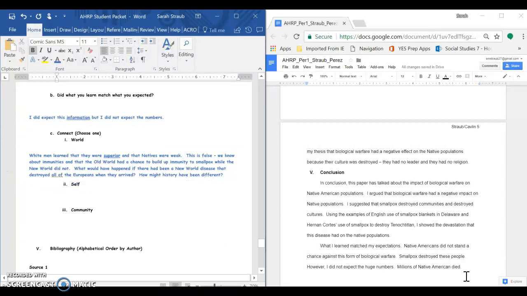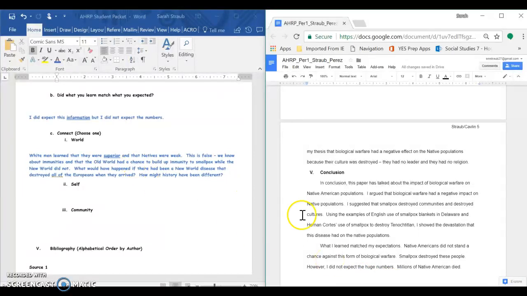If I connected it to myself, I might argue that had I been in that position with the Native Americans, I would have felt the same way. That whatever religious belief that I had was suggesting that I was inferior to them because I was dying, and I would have run away. So that would have been my conclusion if I connected to myself. But I'm going to connect it to the world.